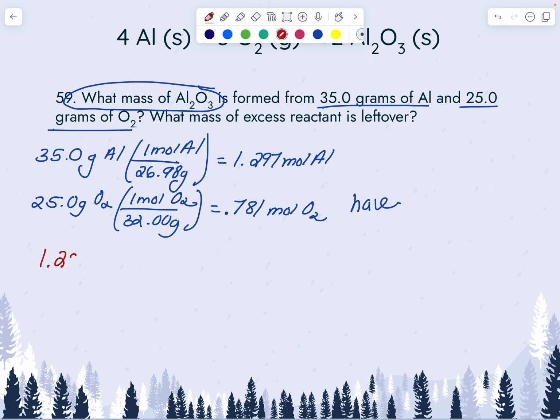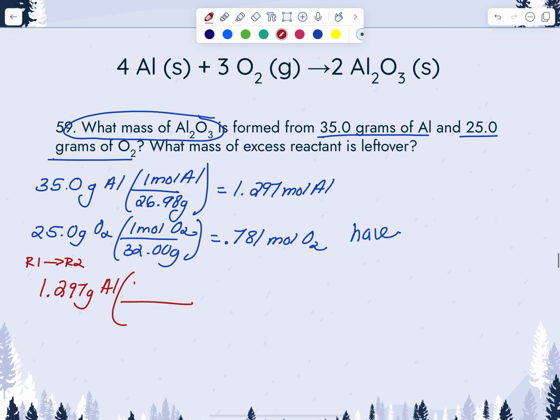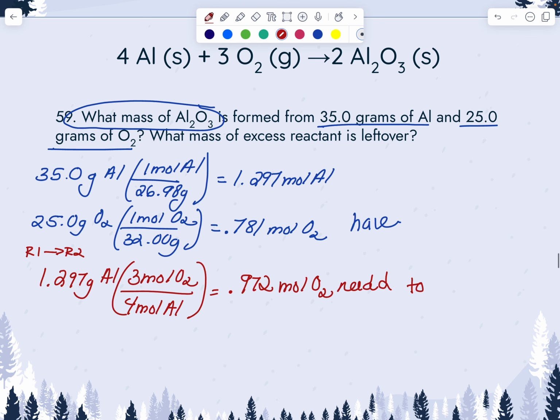So 1.297 moles of aluminum, right? I'm converting reactant 1 to reactant 2. The balanced chemical equation tells me I will need to use 3 moles of oxygen for every 4 moles of aluminum. And that in my calculator says 0.972 moles of oxygen, right? And then I always write this because students are like, what does this number mean? Needed to use up all of whatever the reactant 1 is, aluminum.